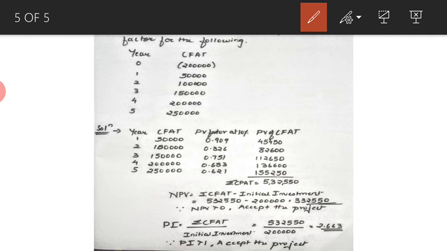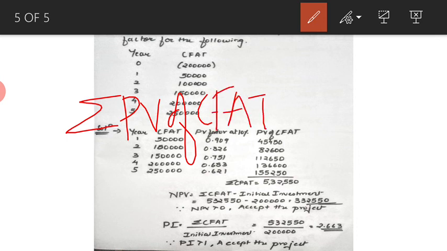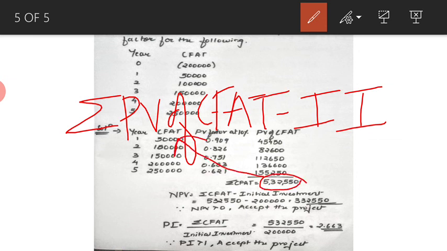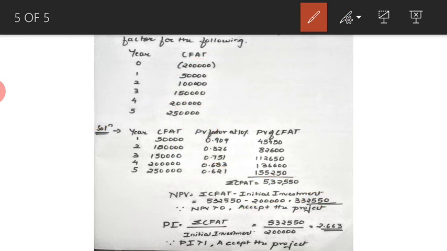Okay, I am repeating, the formula for NPV is summation of present value of cash flows after tax minus initial investment. Okay, so summation of present value of cash flows after tax is 5,32,550, initial investment is 2 lakhs. So 5,32,550 minus 2 lakh gives us 3,32,550, which is a positive. So you accept the project. NPV is positive, so you accept the project.